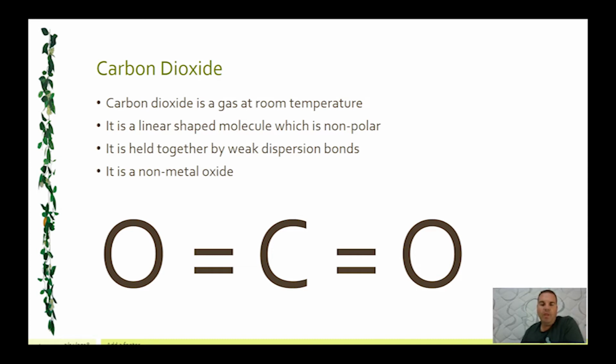And then there's also a video about hydrogen bonding, dispersion bonding and secondary bonds you might want to look at. Now, carbon dioxide is a non-metal oxide, which is important because if you know your trends in the periodic table, that means it's going to be an acidic oxide. When we dissolve this in water, we actually get an acid formed, which is quite important.